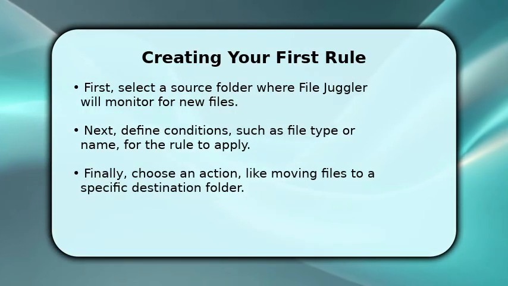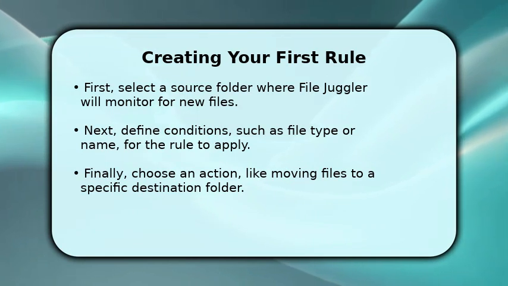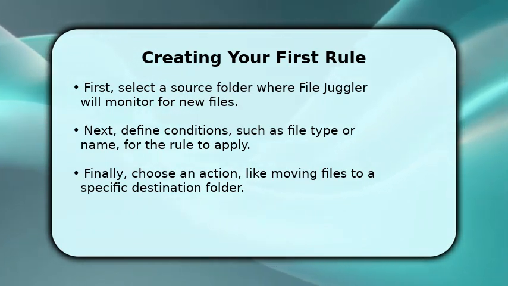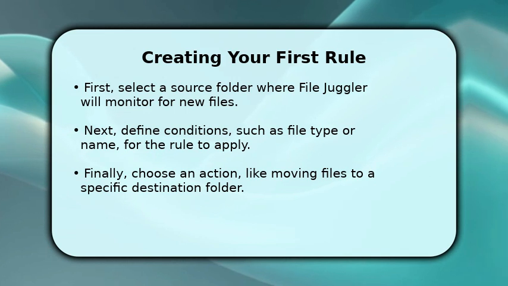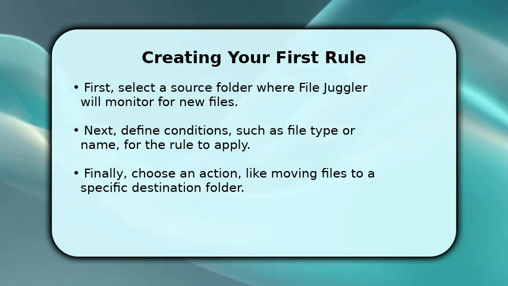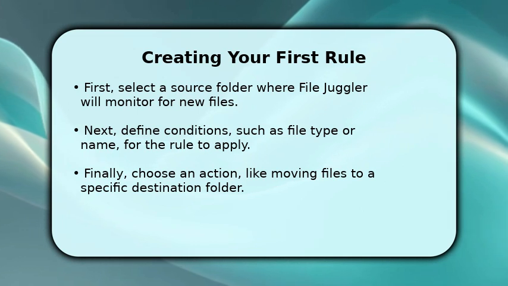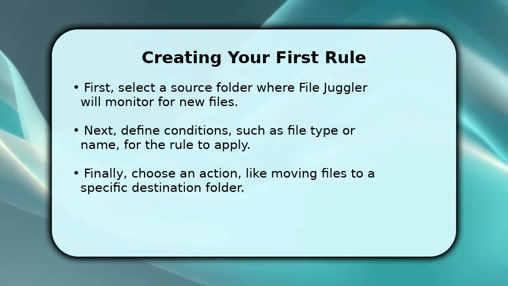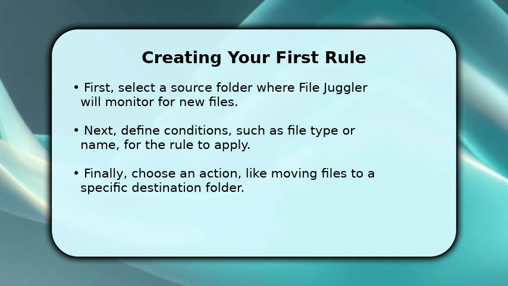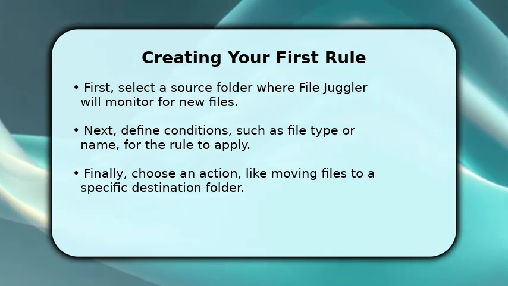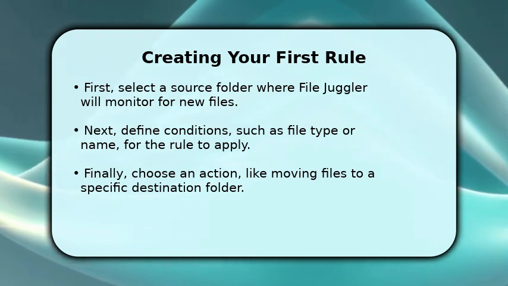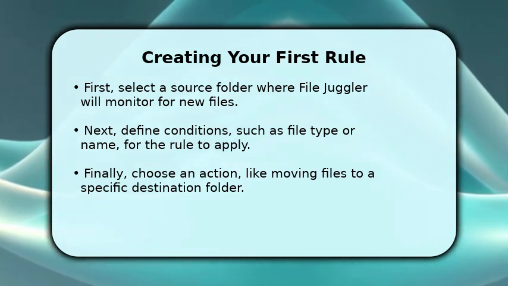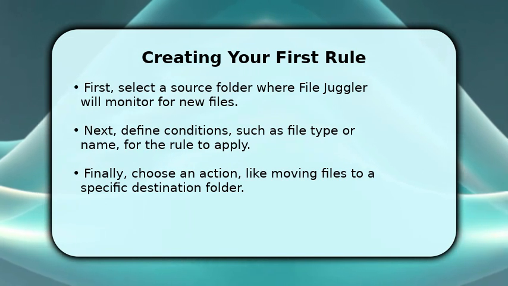To create your first rule, open File Juggler and click New Rule. You will then specify a source folder, perhaps your Downloads folder, where File Juggler will watch for new items. After that, set your conditions, for example, if file type is PDF. Lastly, choose an action, such as Move to Document/PDFs. This simple three-step process forms the foundation of all your automated file organization, making it incredibly straightforward to get started.